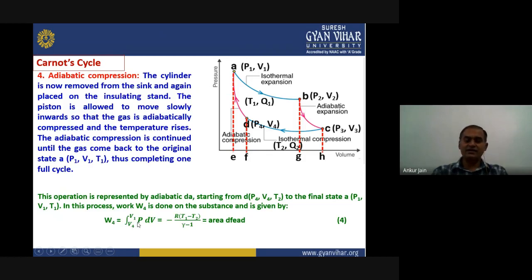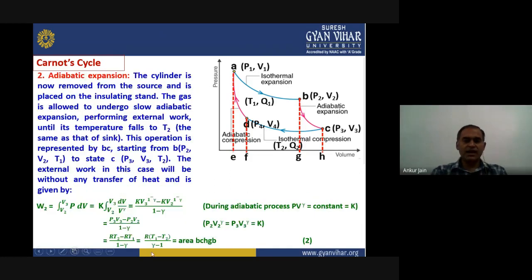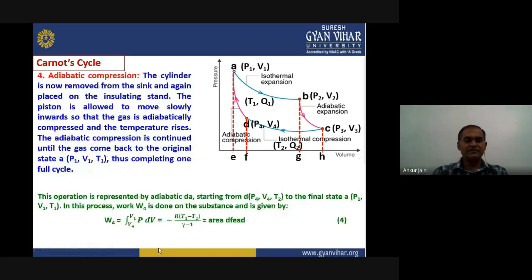And again, we can calculate the same way we have calculated for adiabatic expansion. We will again use the same equation, PV to the power gamma equals constant, and from there, what we have calculated here, R into T1 minus T2 upon gamma minus 1, we will calculate the same way. It will be minus R (T1 minus T2) upon gamma minus 1, and that will be given by this area ADFEA. That is the work done on our PV curve.